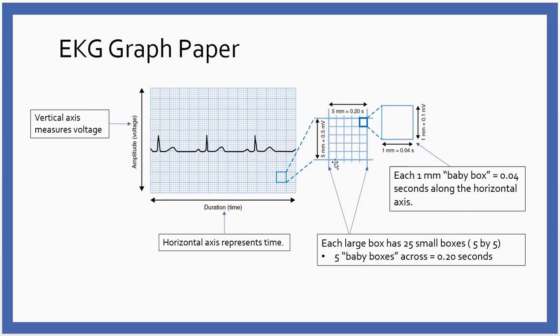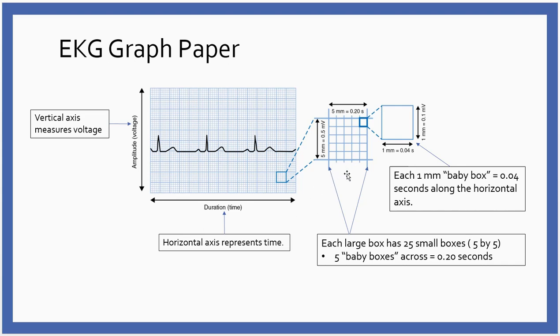From here to here, when we're looking horizontally, that little baby box is 0.04 seconds. So here to here, 0.04 seconds. Or when I get down here, here to here, 0.04 seconds. That's not a lot of time. So we're trying to look at time here.